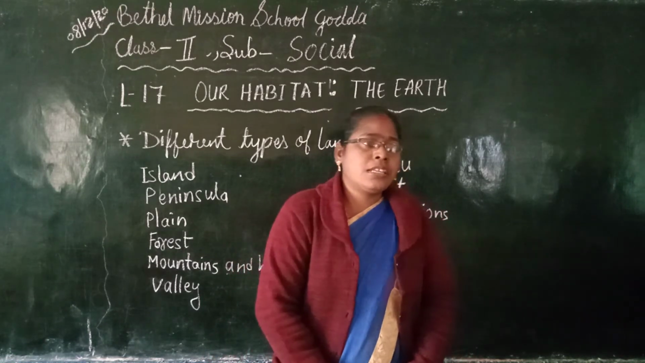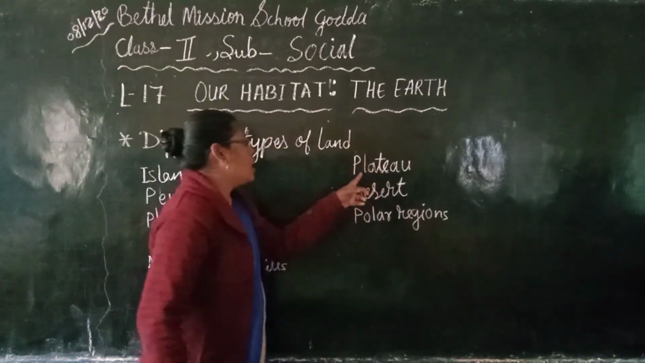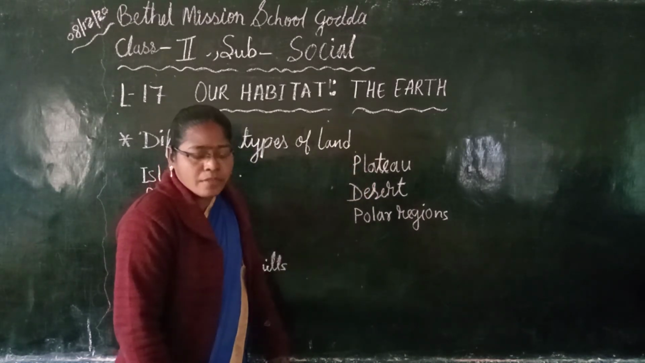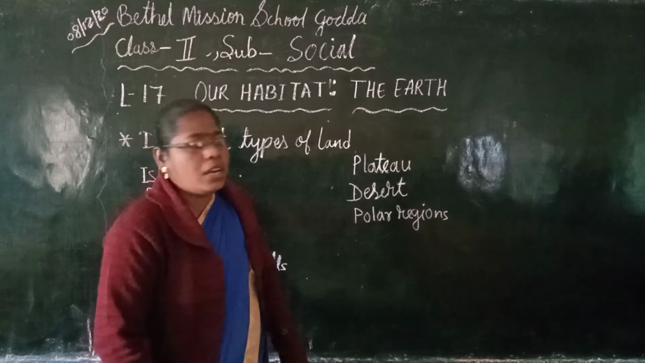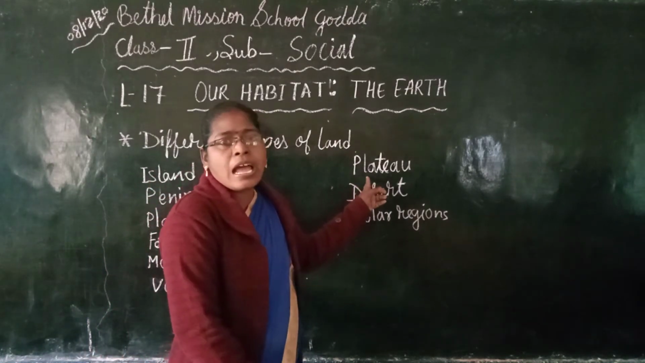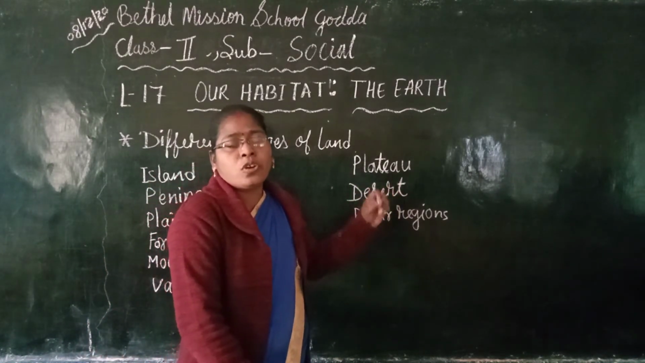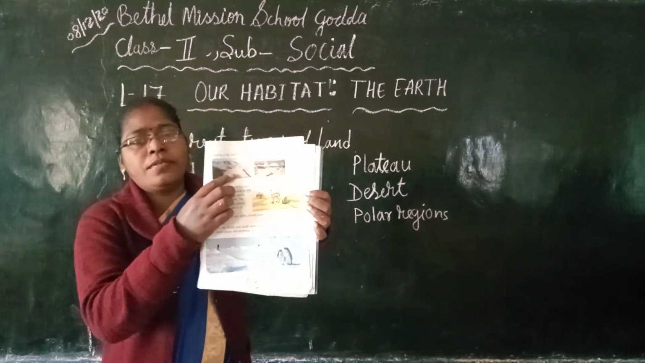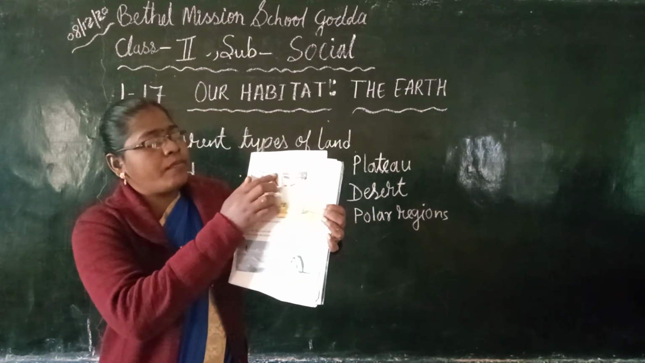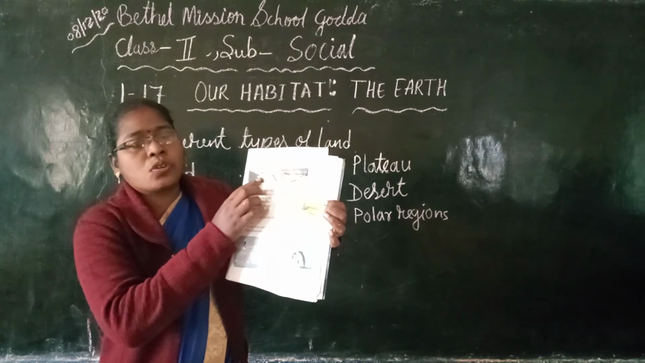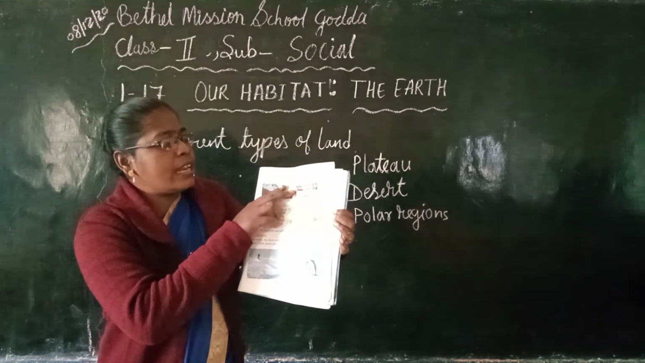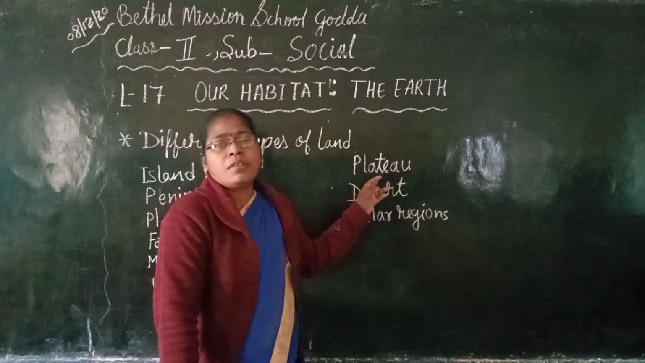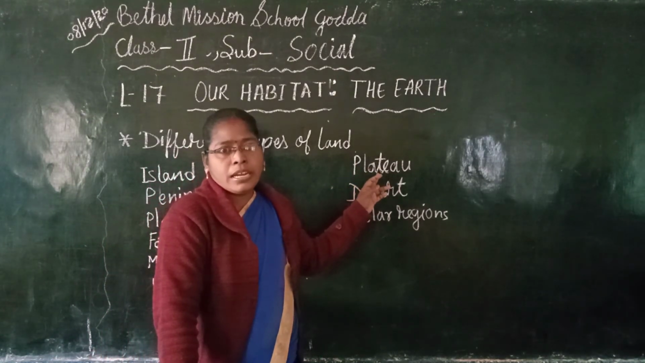Now next we will discuss plateau. A highland having a flat top is called a plateau. Here, can you see the picture? A highland having a flat top is called a plateau, and it is also called tableland.